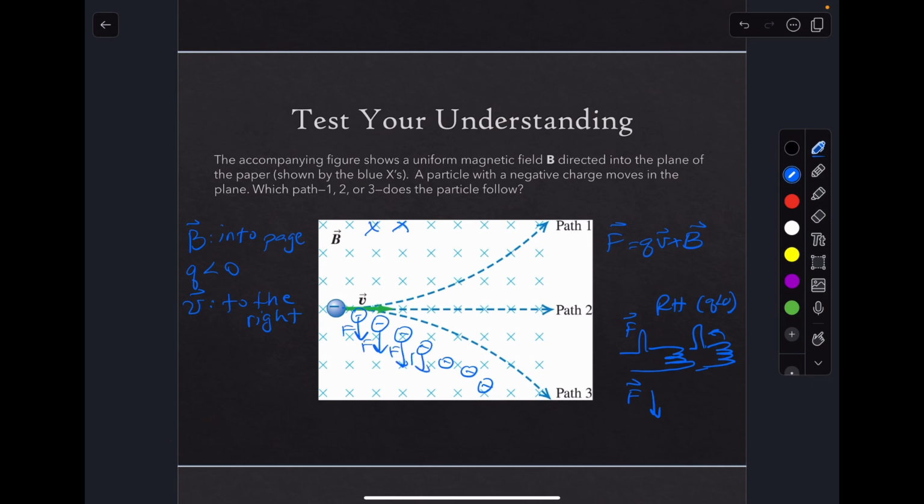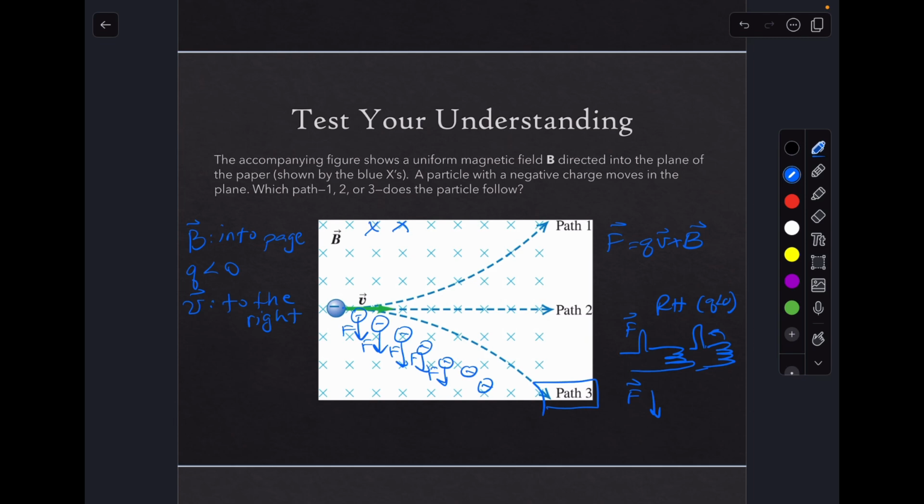And so, therefore, path 3 is the logical choice, right? It's going to start feeling a downwards force, which is perpendicular to both B and V. That checks off with what the cross product is: the force needs to be perpendicular to both V and B. B is into the page, V is to the right. Down is obviously perpendicular to both of those.